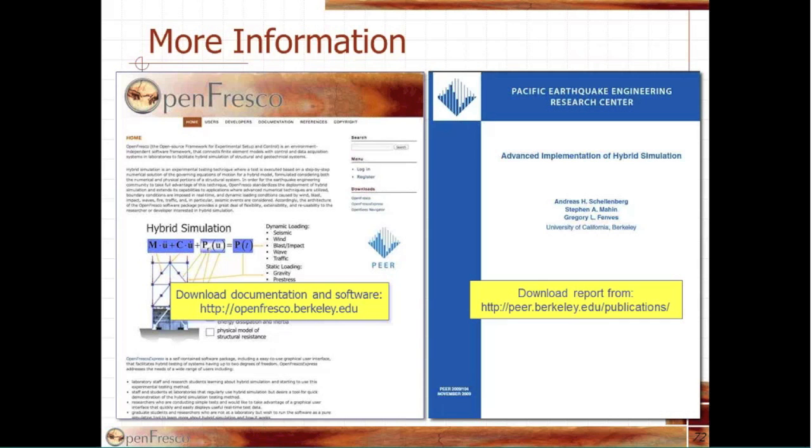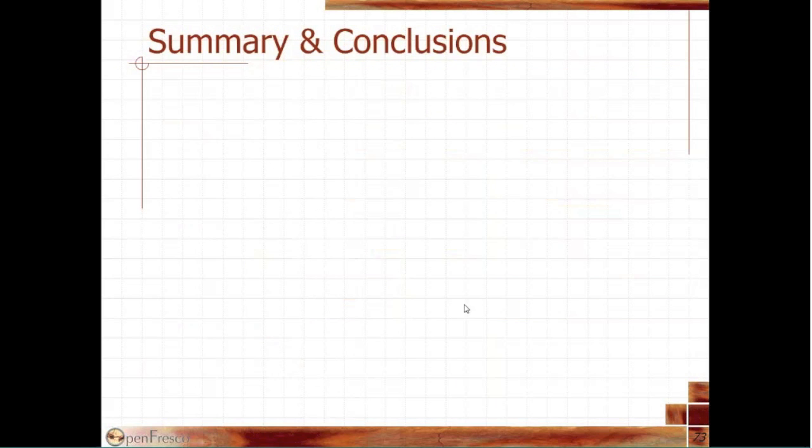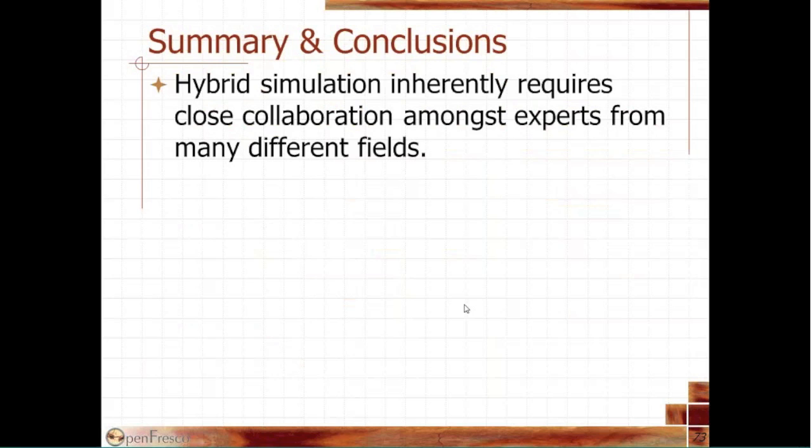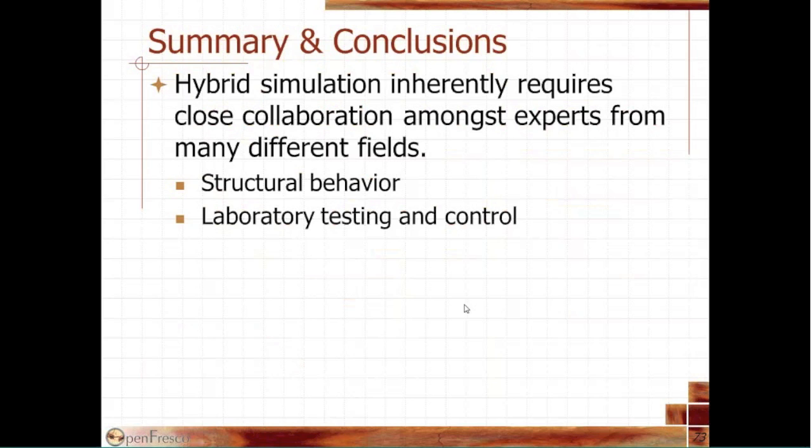So finally, I'll give you a summary and conclusion here. Really what I showed you is that hybrid simulation inherently requires close collaboration amongst experts from many different fields. The different fields are the structural behavior field, the laboratory testing and control field, computational simulation is an important field that feeds into this, and also information technology.